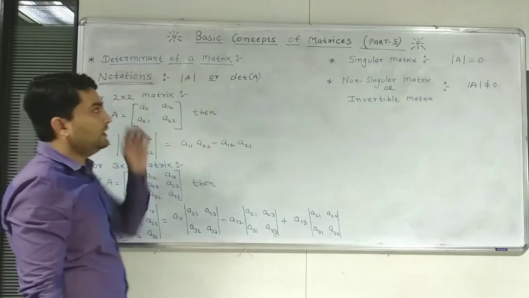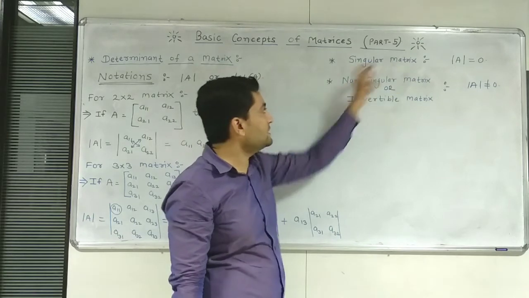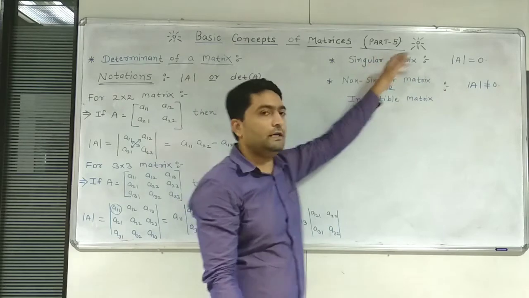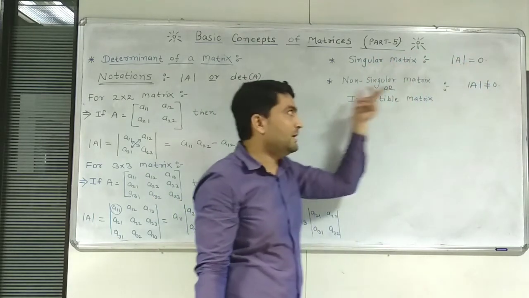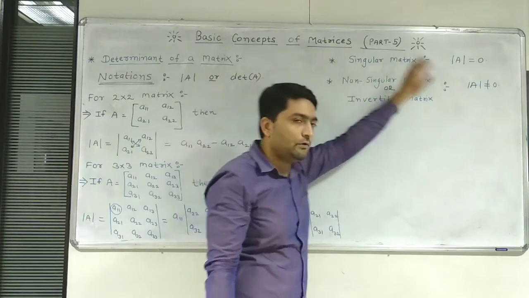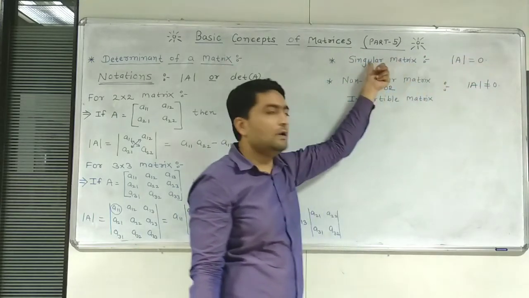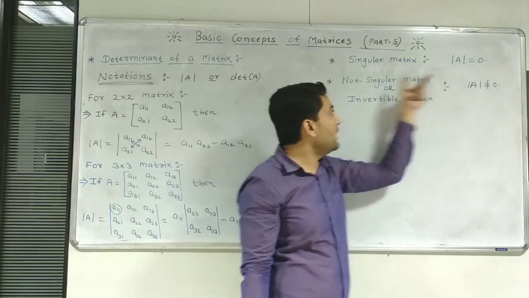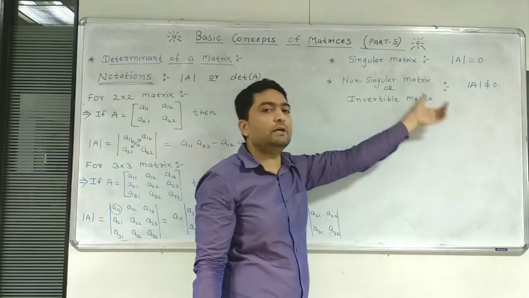Okay, now the two definitions are singular matrix. First definition. Second definition is non-singular matrix. Singular matrix का meaning होता है if determinant of any matrix is 0. Okay, square matrix is given and you have to find out its determinant, and if determinant equal to 0, then that matrix is called singular matrix. And if determinant is not equal to 0, then this matrix is called non-singular matrix. Its second name is invertible matrix.